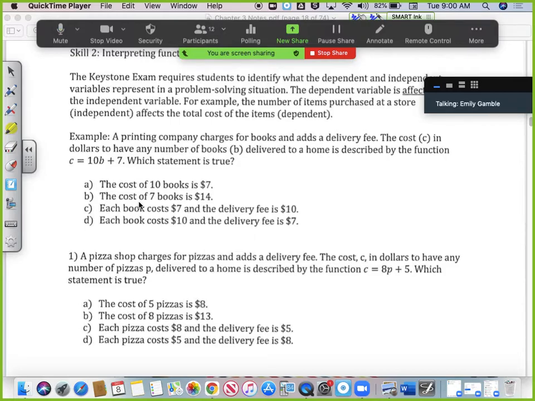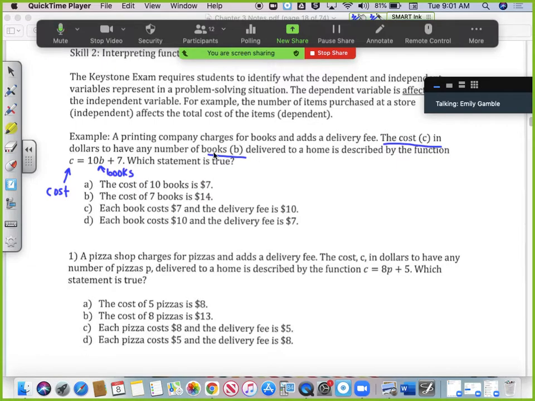Here's an example of a Keystone question about this type of subject. A printing company charges for books and adds a delivery fee. The cost C in dollars to have any number of books be delivered to a home is described by the function C equals 10b plus 7. Which statement is true? They tell us that C represents cost, and that B represents the number of books. The function says the cost is equal to 10b plus 7. And they tell us that the company charges for the amount of books you buy plus a delivery fee, which makes sense. You usually have to pay for delivery.